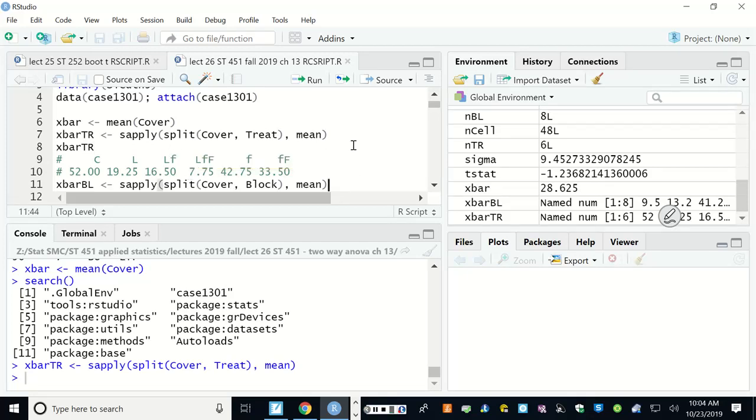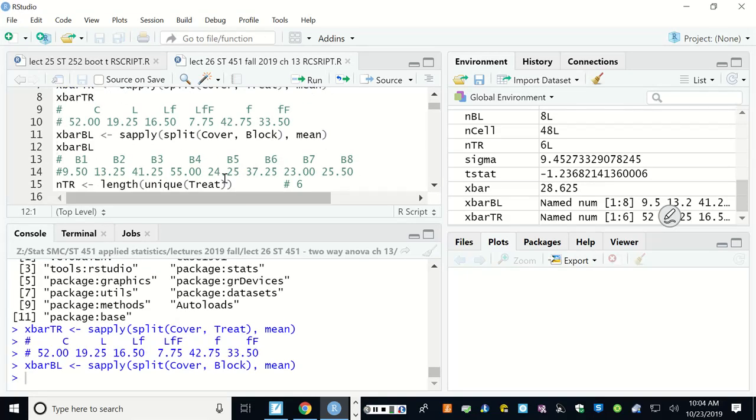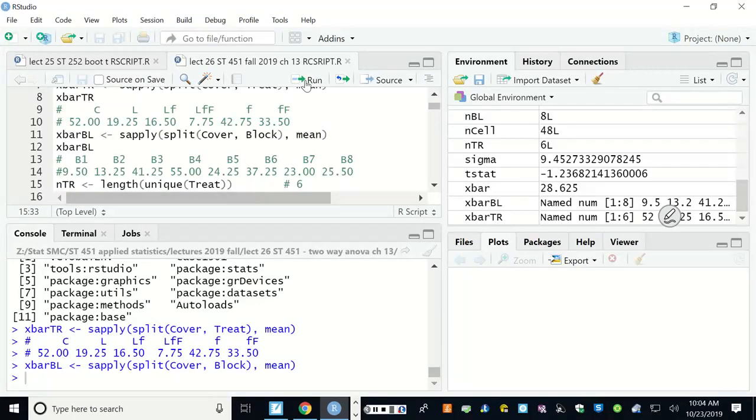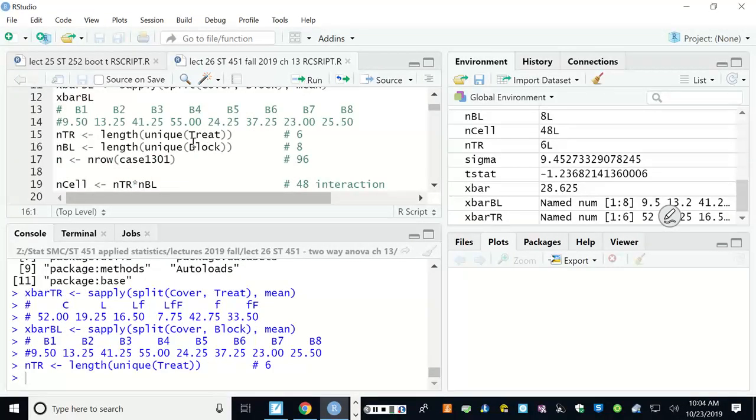Right? By block, you can split it again. By block, there's some variability, 55 down to 9, but there's a lot more kind of here in the 20s or so. It doesn't seem quite as polarized as this. So maybe that'll come up as being significant or important or different. How many treatments are there? There's 6 treatments. How many blocks are there?